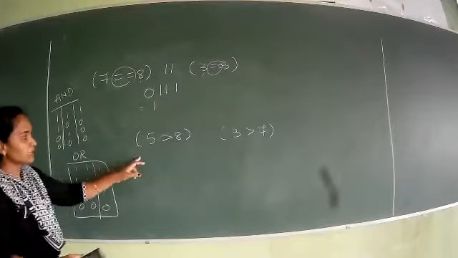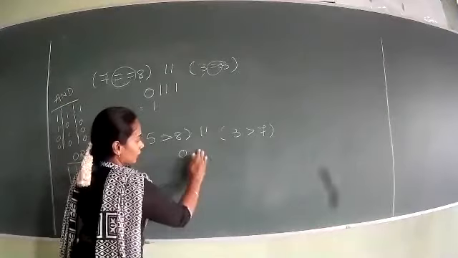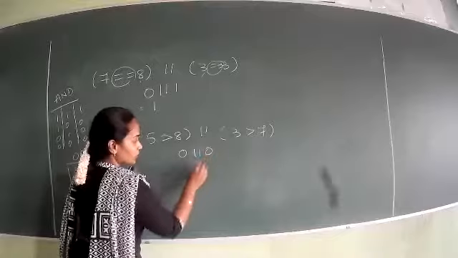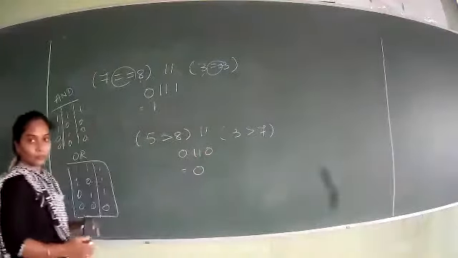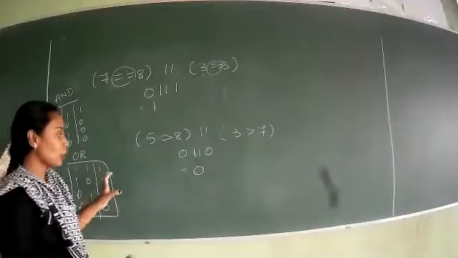The same thing for another example: 5 is greater than 8 is false, or 3 is greater than 7 is false. So 0 OR 0 will again give you the answer as 0. Now this is clear. Logical AND and OR are clear. In the same way, an example for NOT.